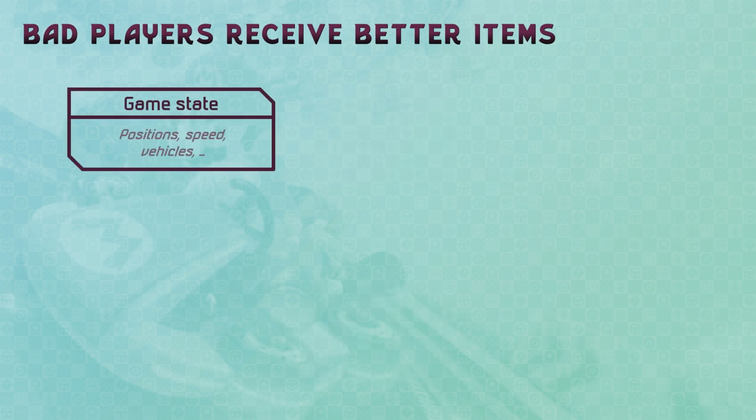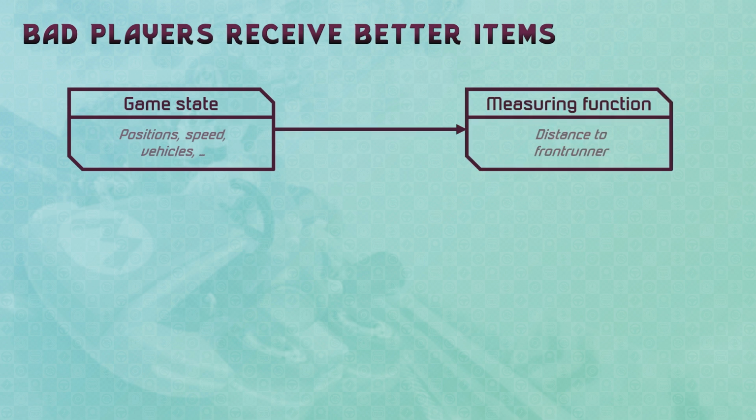If we take a closer look at the actual structure, there is the game state with all the variables. We have the positions of the players, their current speed, the vehicles they choose, and so on. Then our measuring function analyzes an aspect of the game state, which in this case is the distance to the front runner.